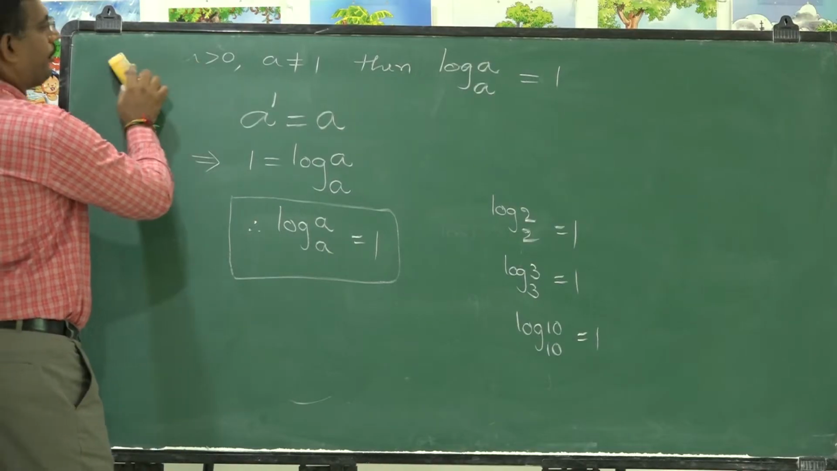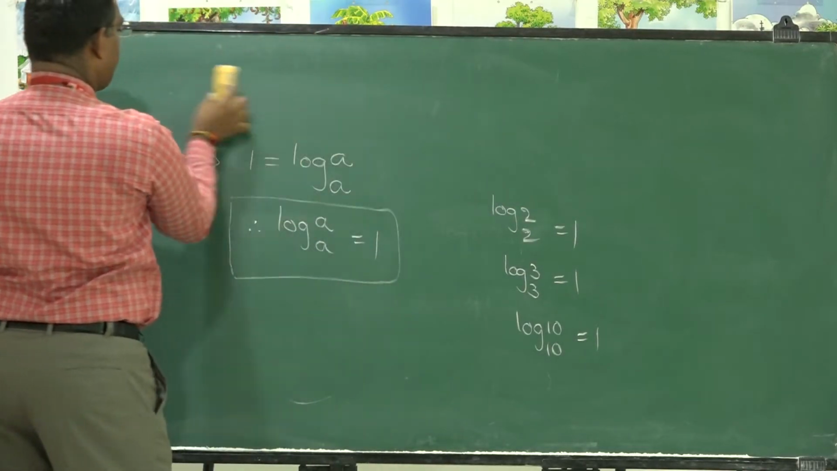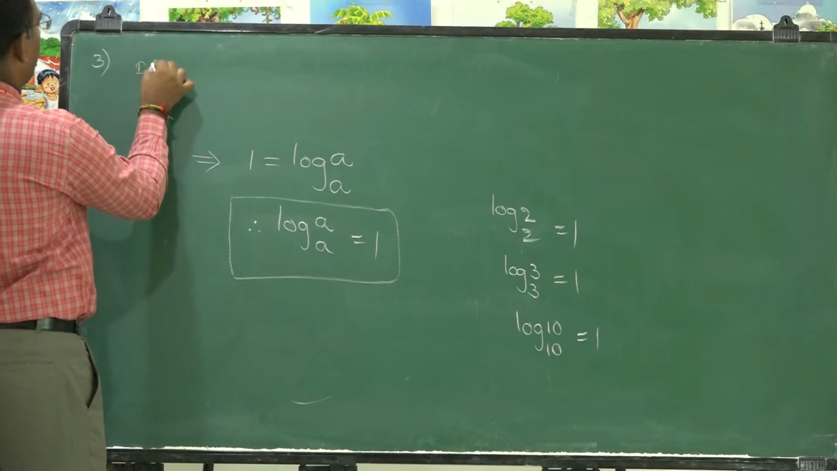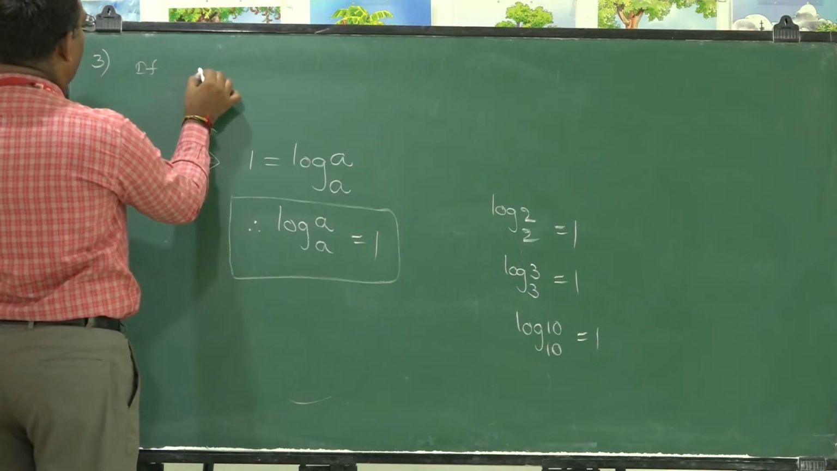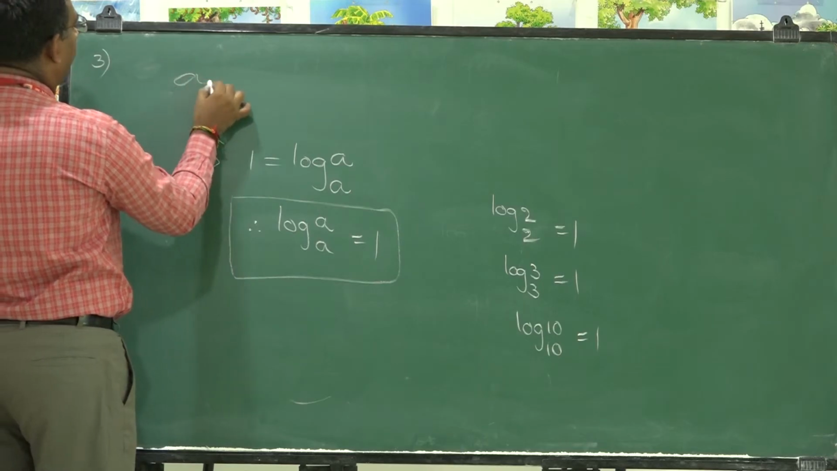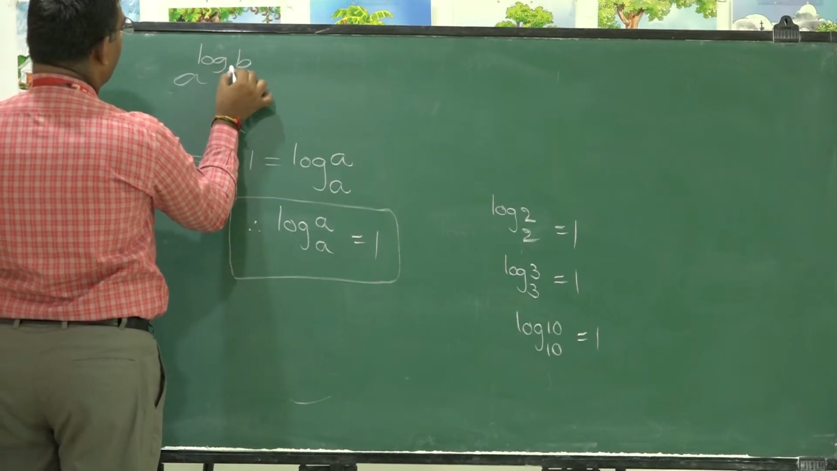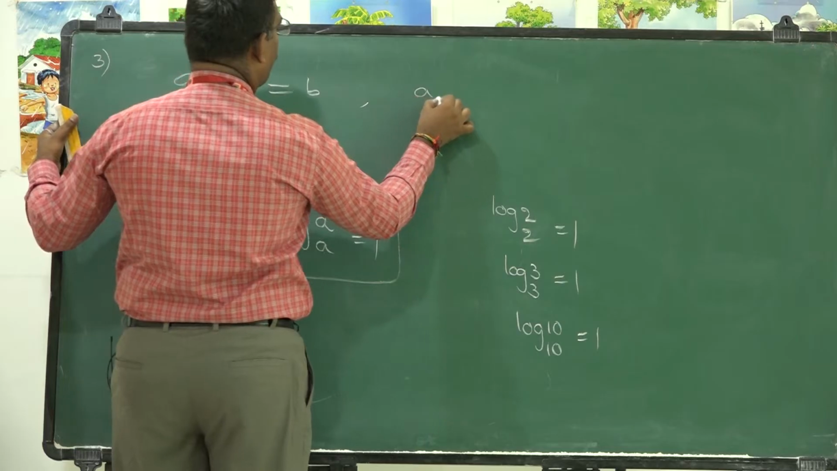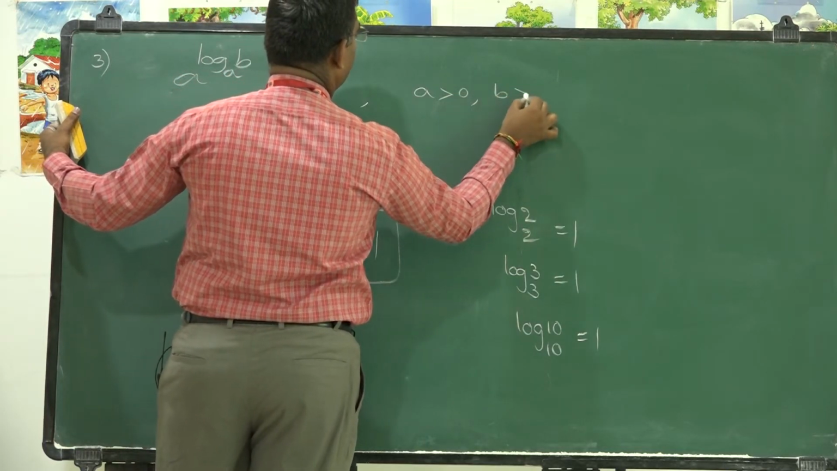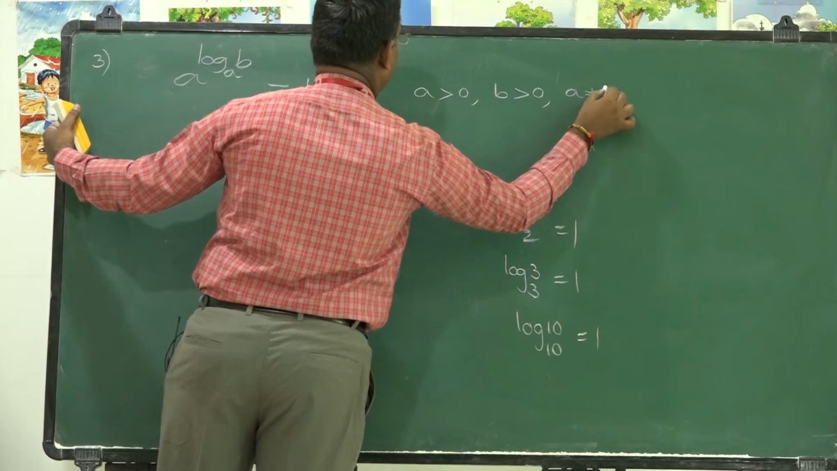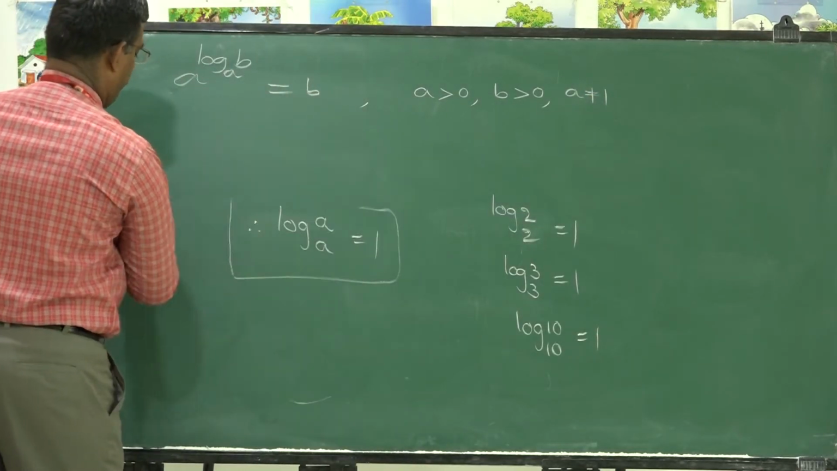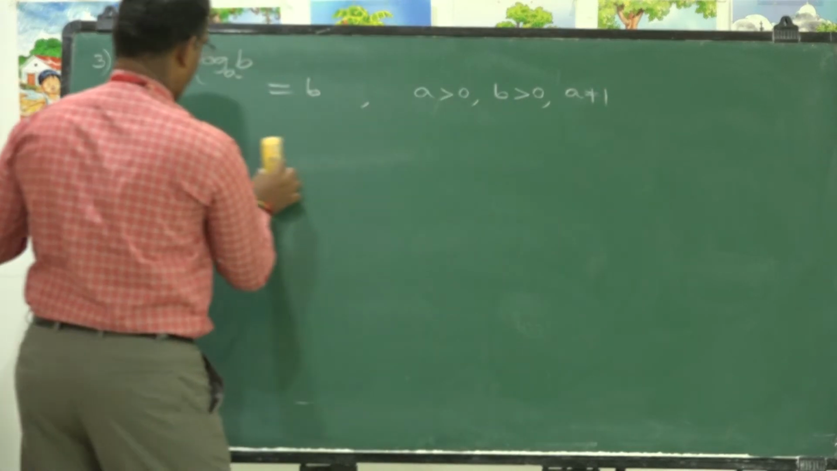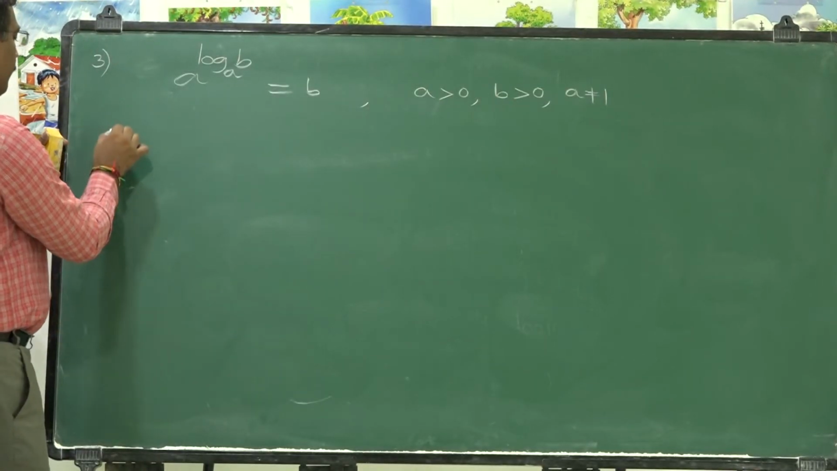Next, third property. A power log b base a is equal to b, where a and b are positive real numbers and a is not equal to 1. Proof.